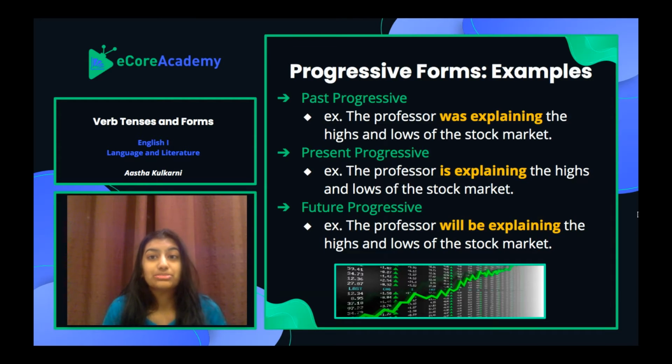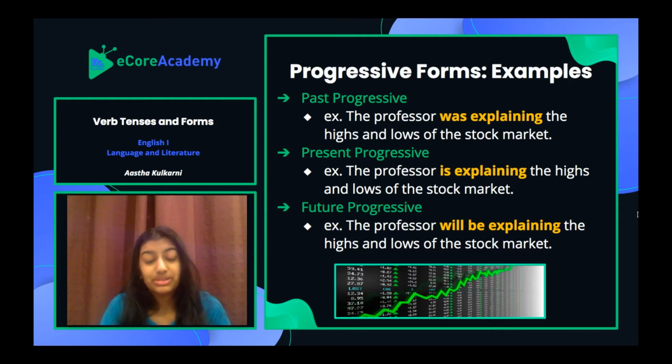So let's start with past progressive. All these examples are about the stock market. The past progressive example is, "The professor was explaining the highs and lows of the stock market." You guys are probably starting to get a feel for this now. As I mentioned in the previous slide, you use was before the -ing verb. We used was and that made it past. So basically the sentence is saying that the professor was continuously explaining it in the past.